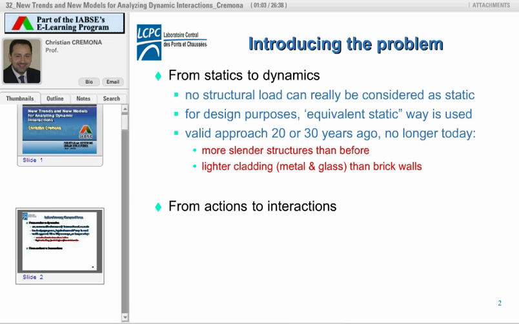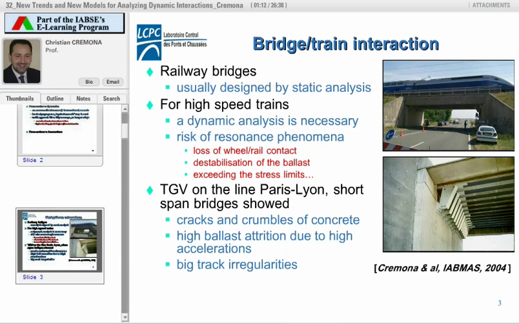My talk today is about another kind of process, which is to move from actions to interactions. Before going further, it's good to have an explanation of this problem of interaction. And maybe the simplest example I can give is a bridge-train interaction.